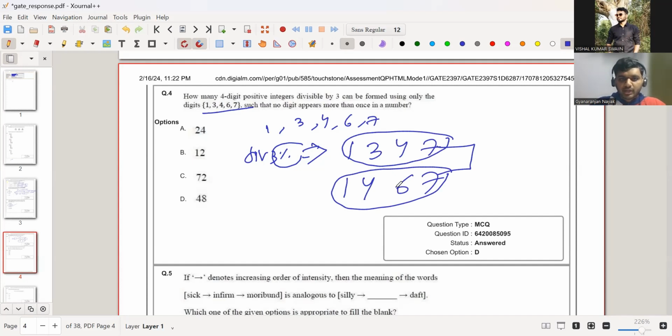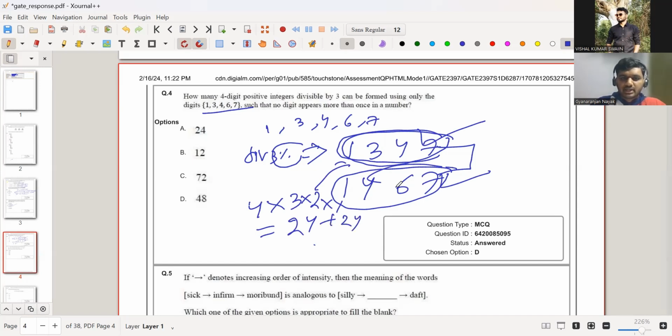So if you find the permutation, that is four numbers without repetition, so 4 into 3 into 2 into 1. Okay, that is 4 into 3, 12, into 2, 24. So 24 for the first number and 24 for the second number. Okay, so 24 plus 24, the answer is 48. Okay, so here for number 4 the answer is D, that is 48.